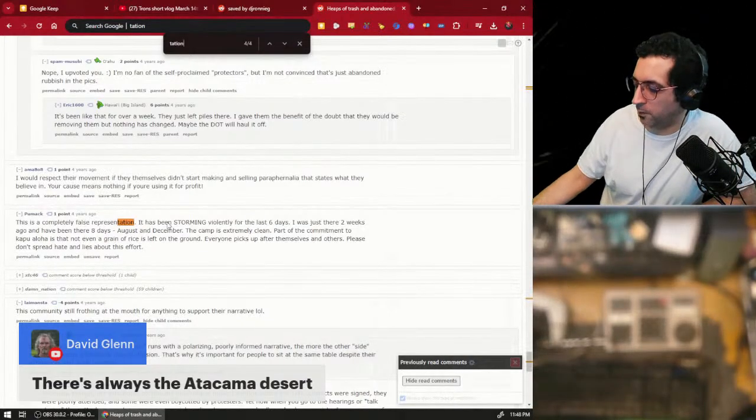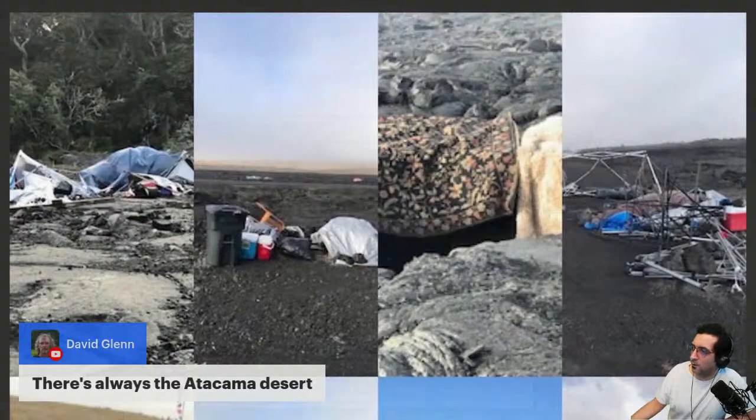It has been storming, in capital letters, violently for the last 6 days. I was just there 2 weeks ago, and I have been there 8 days, August and September. The camp is extremely clean. Part of the commitment to the Kapu Aloha is that not even a grain of rice is left on the ground. Everyone picks up after themselves and others. Please don't spread hate and lies about this effort.